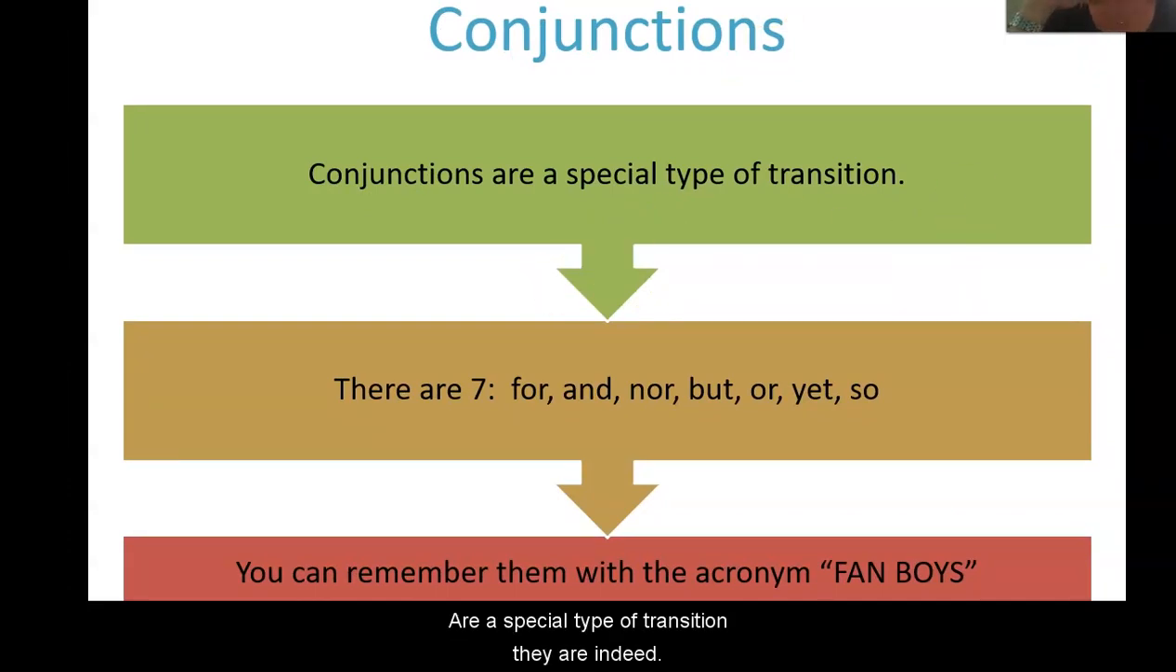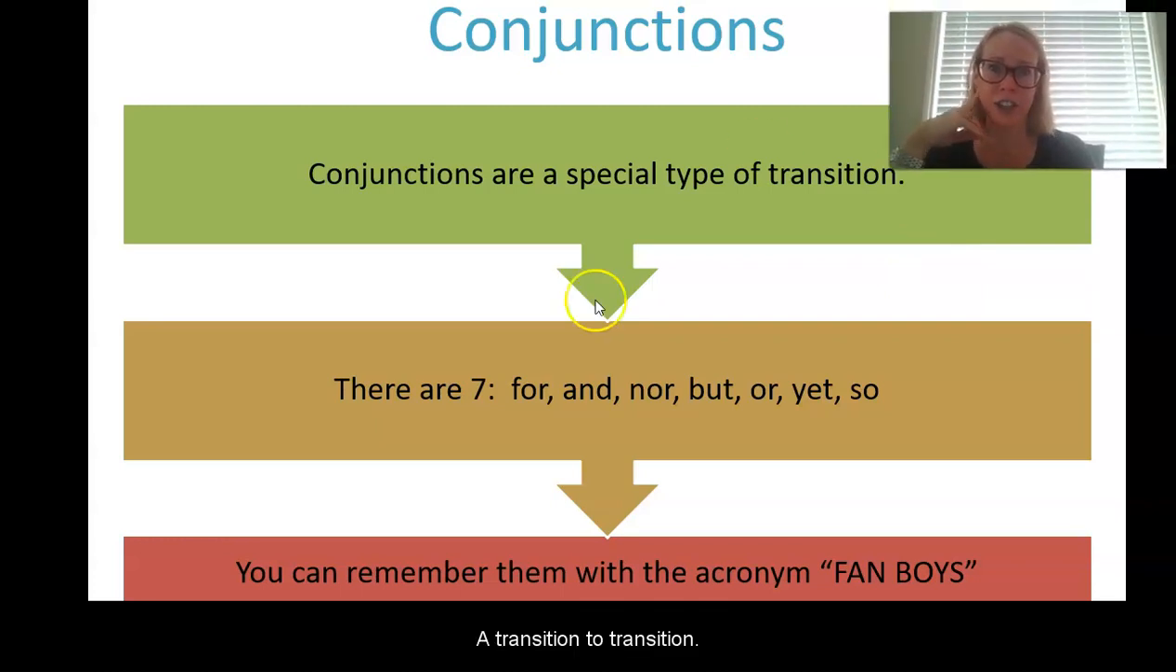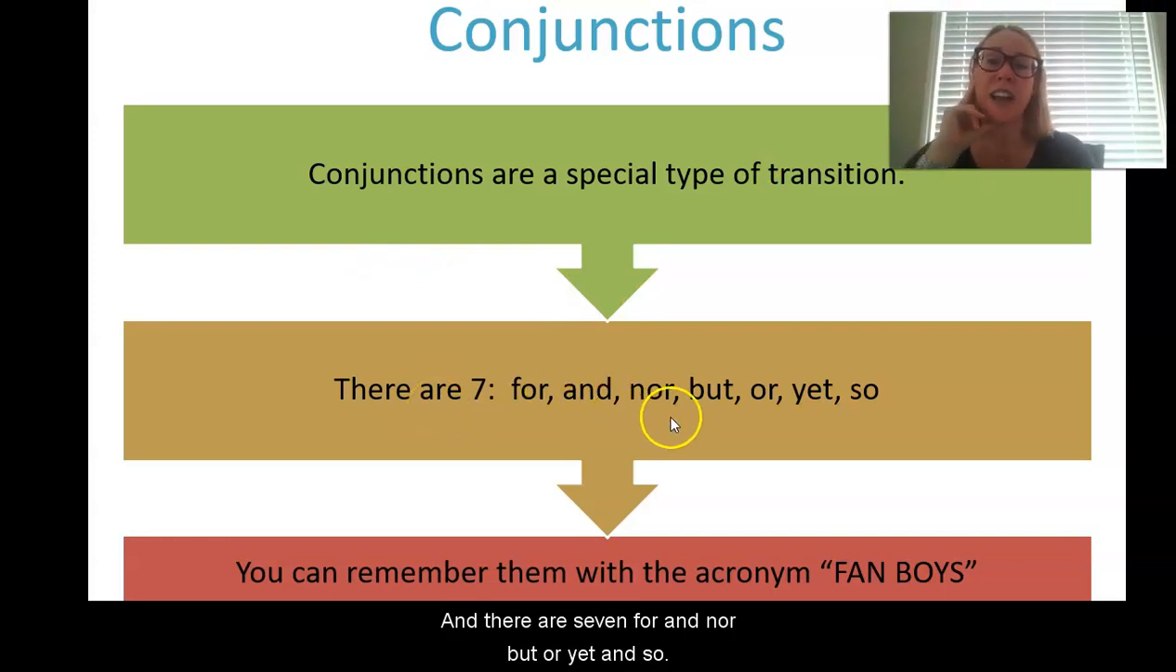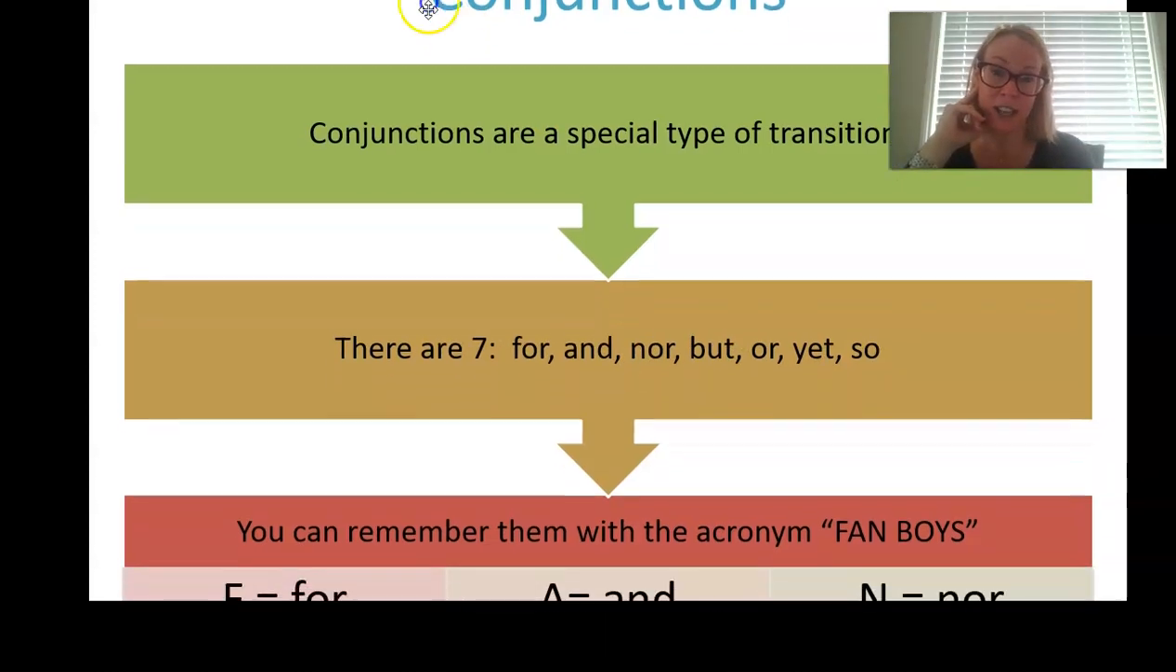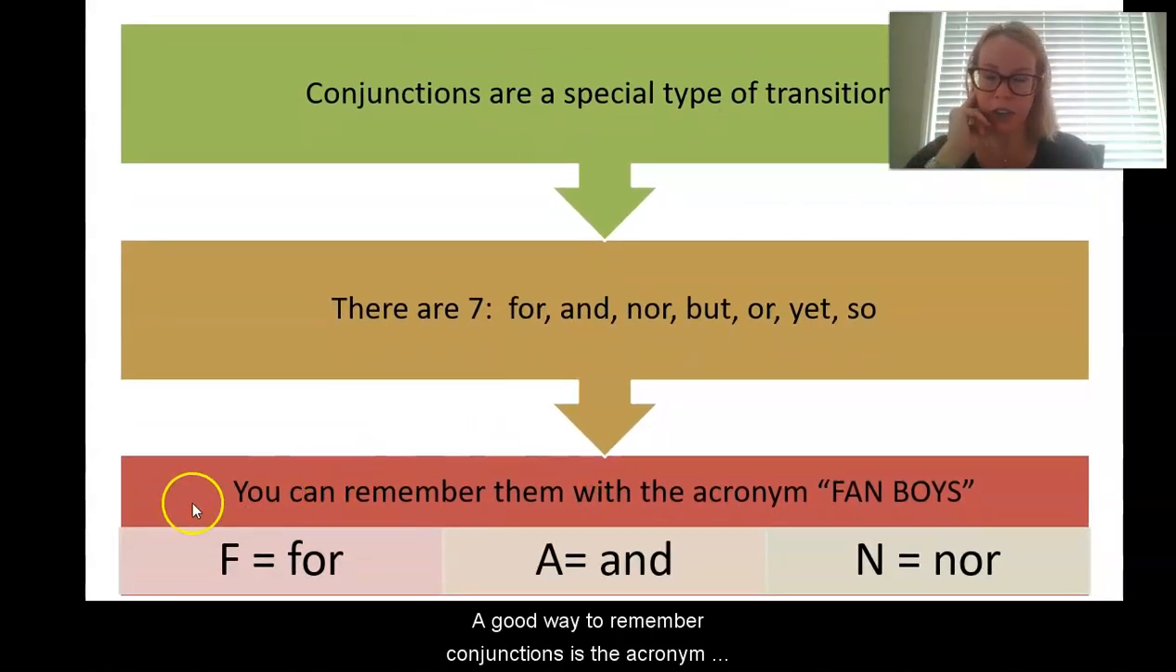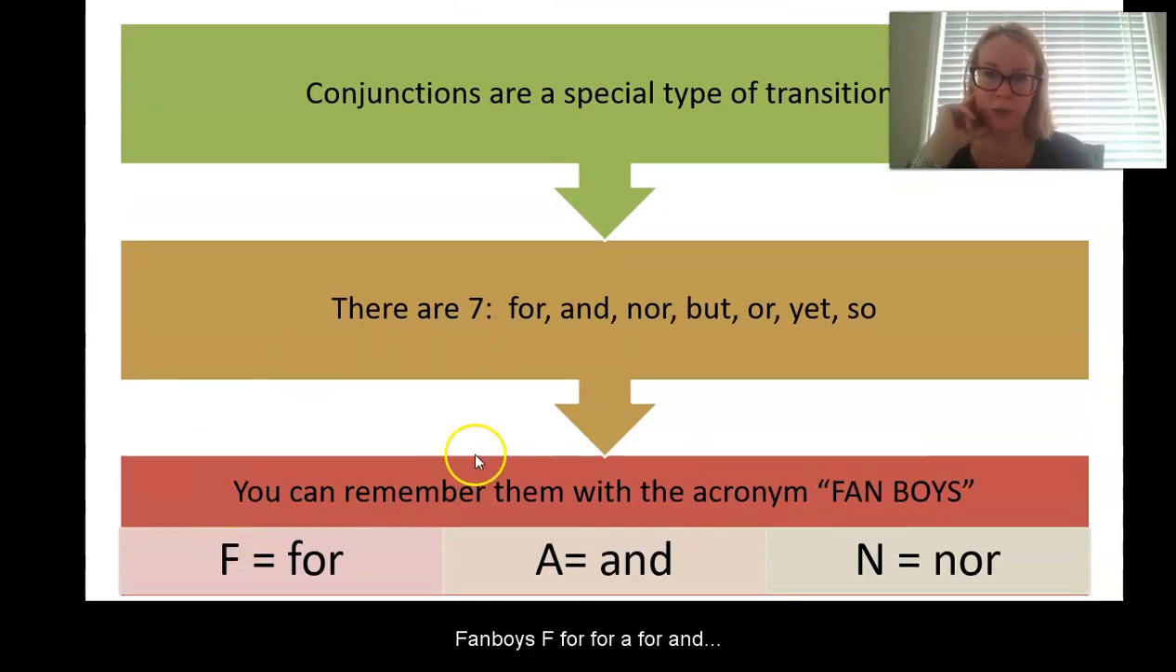They are indeed a transition, a conjunctive transition, and there are 7: for, and, nor, but, or, yet, and so. But they are different than the transitions we just looked at. A good way to remember conjunctions is the acronym FANBOYS: F for for, A for and, N for nor, B for but, O for or, Y for yet, and S for so.